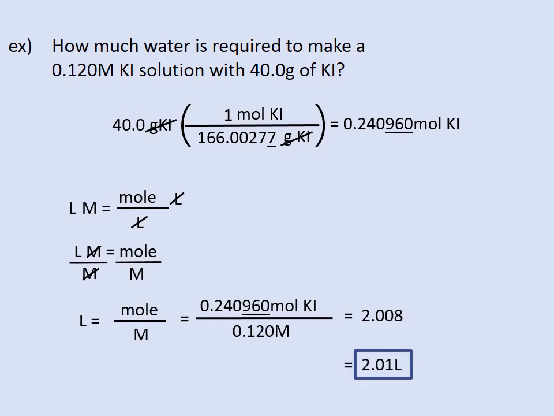Note it's written as just 2.01 liters as a final answer, not 2.01 liters of potassium iodide. If I'm looking for moles, at the end, I will write moles of KI. If I'm looking for grams, I'll write grams of KI. If I'm looking for concentration, I'll write molarity KI. But for liters, I just write liters.